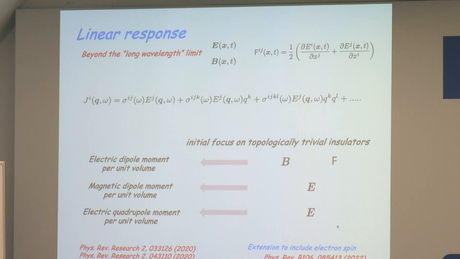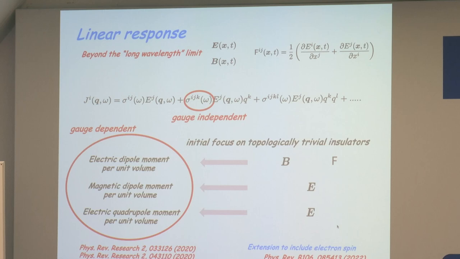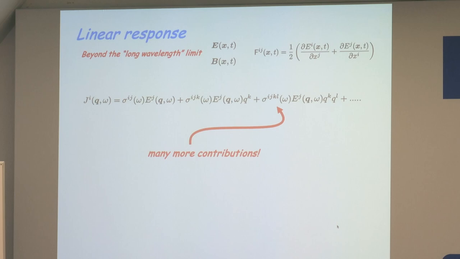These pieces individually turn out to be gauge dependent in the Bloch function sense. But this term is gauge independent. You add them up, you get something that's gauge independent. So we have a gauge independent expression for this. If you look at this term, I calculated that term.